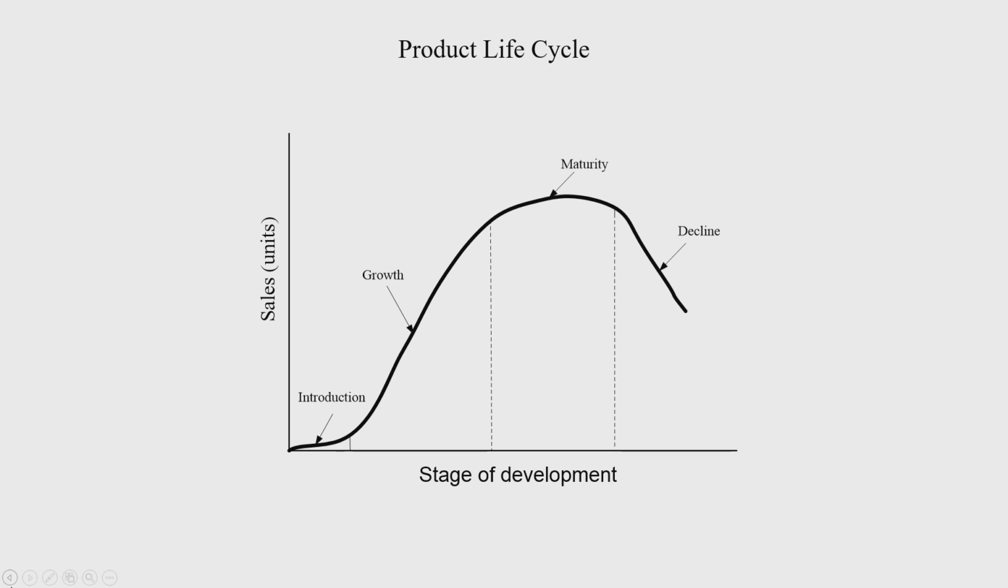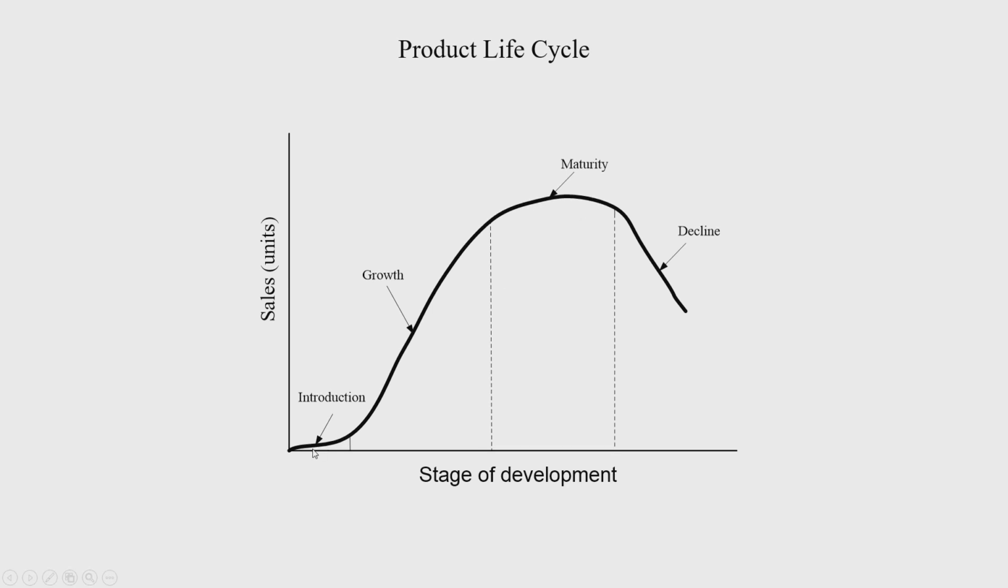This graph has been plotted against stage of development. You can see the time. On the x axis there is time, and on the y axis there are sales in terms of units, maybe sales in terms of per unit of the product sold. So we see what happens when we start the product. First it is the introduction phase, that means you are just launching the product into the market. At that time the sale is very slow.